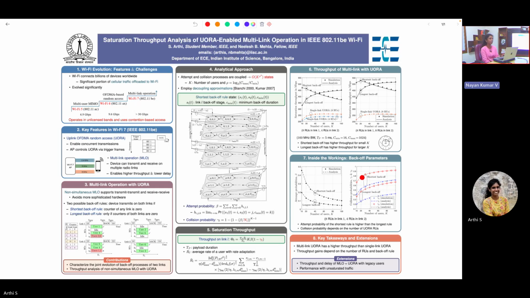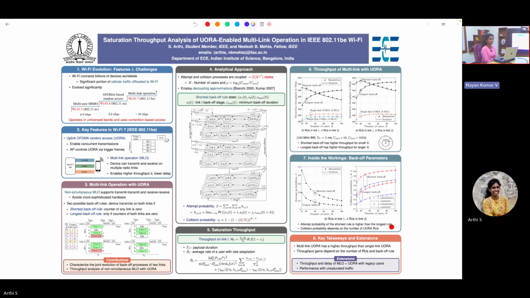For the same reason, it also has a higher collision probability, and the longest backoff rule's collision probability is lower than the shortest backoff rule's. And since, from this expression, as we saw, the collision probability is a function of the number of random access RUs, we can clearly see that gamma_L, the collision probability, depends on the number of RUs here, because we have 8 RUs on link 1 and 4 RUs on link 2, and we can see the second link has a higher collision probability because of the lesser number of RUs.